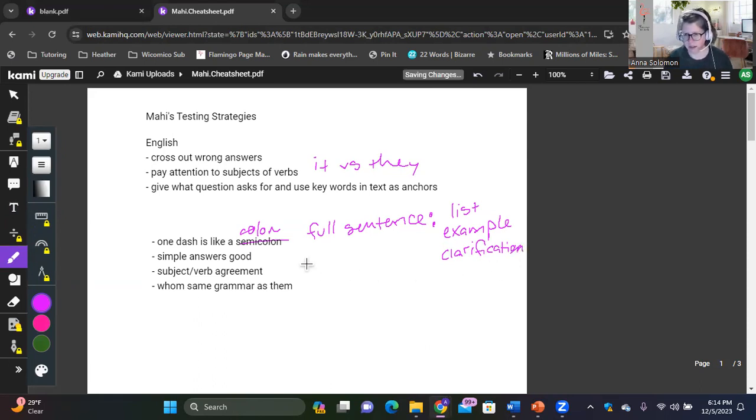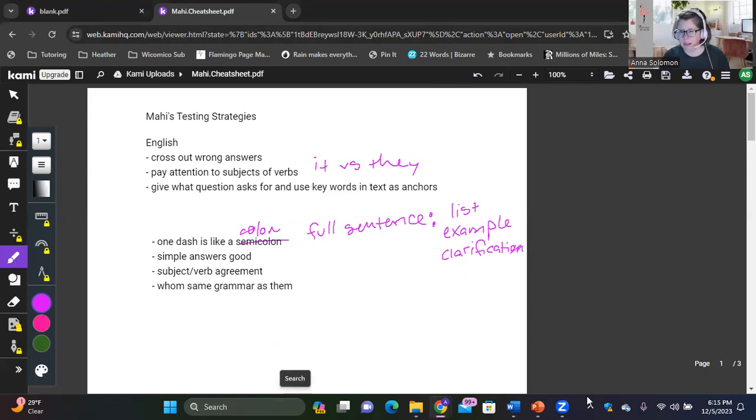All right, then simple answers are good. Subject verb agreement. See, we're always worried about that. And then whom is the same grammar as them. So if you are comparing who versus whom, that's the same setup as he versus him or they versus them. So the odds of them testing who versus whom are small, but just in case.